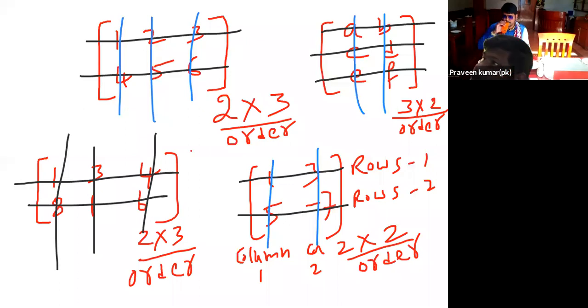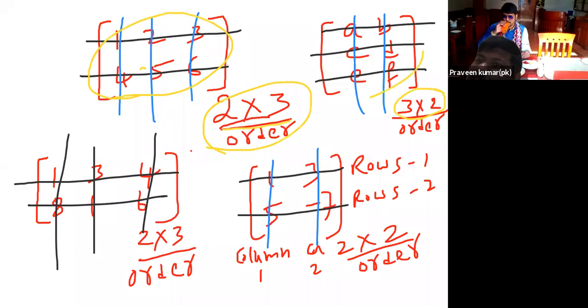And I can say here one more very, very important concept, my dear students. You observe the order of the first matrix, 2 cross 3, correct? 2 into 3, how much? 6, no? How many elements are present in the matrix? 6 elements only. See here, 3 into 2, how much? 6. How many elements present in the matrix? 6. Here, what is the order? 2 into 3, 6. How many elements present in the matrix? 6. Here, 2 into 2, how much? 4. How many elements present in the matrix? 4.